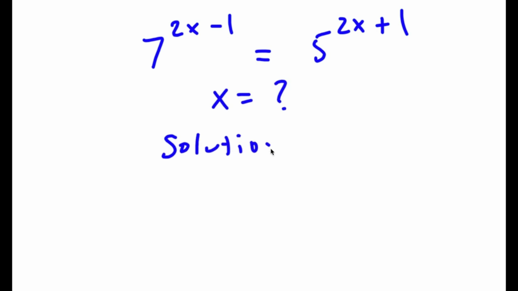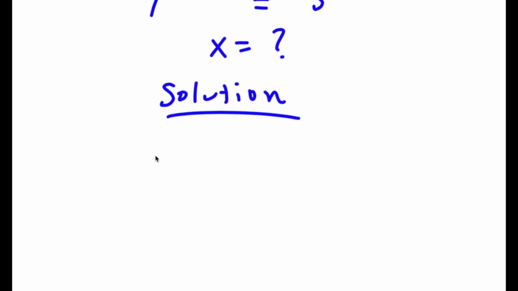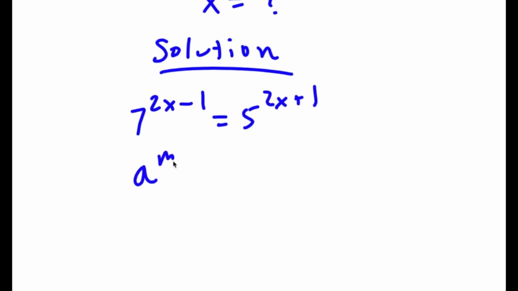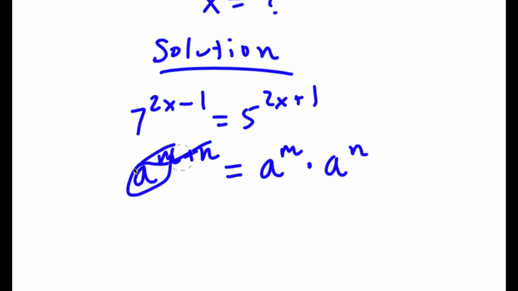So now for our solution, the original equation was, again, 7 to the power of 2x minus 1 is equal to 5 to the power of 2x plus 1. Now, if I have something in the form a to the power of m plus n, this is equal to a to the power of m times a to the power of n. So this essentially distributes with both my exponents here.